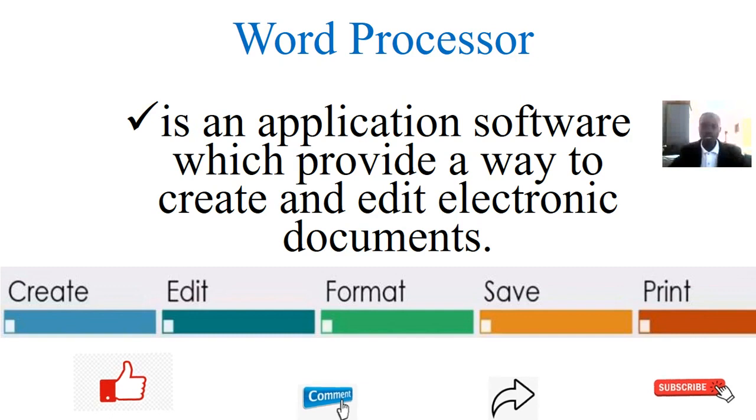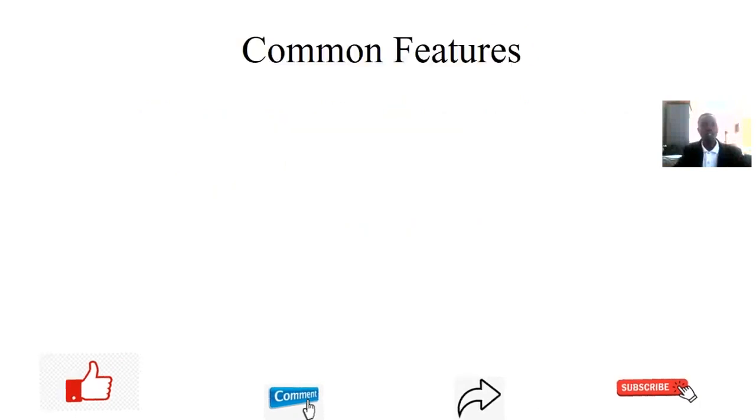It must be capable of creating from scratch. You have a blank document, you start from scratch, and you create an electronic textual document. You can edit an existing textual document, format it, save it, or print it using this word processor or word processing software tool. Right, so that's it for the definition.